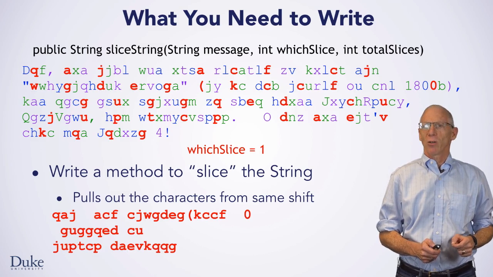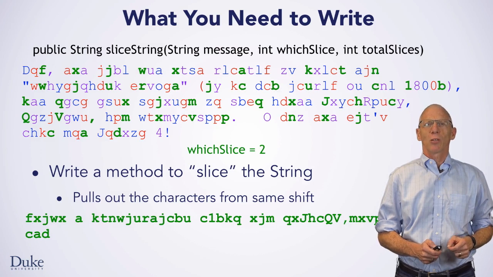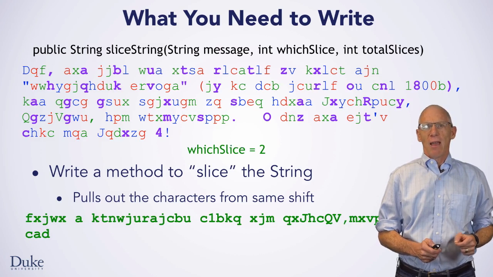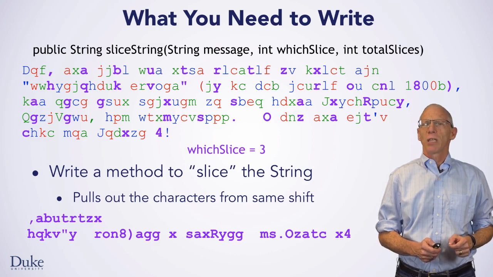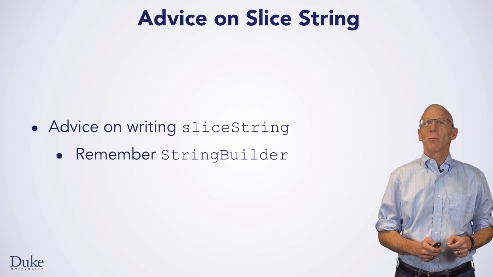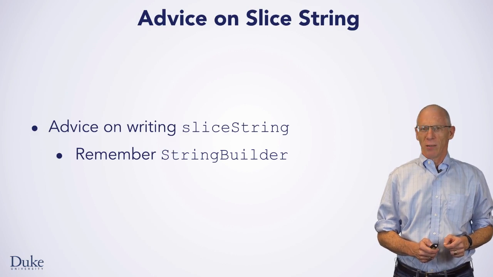The new line character counts as a string. And which slice equals 2, you'll get the green letters in the string. And finally, which slice equals 3 would give you the purple letters. Again, you see the new line character. We have some advice for you to help you write slice string.